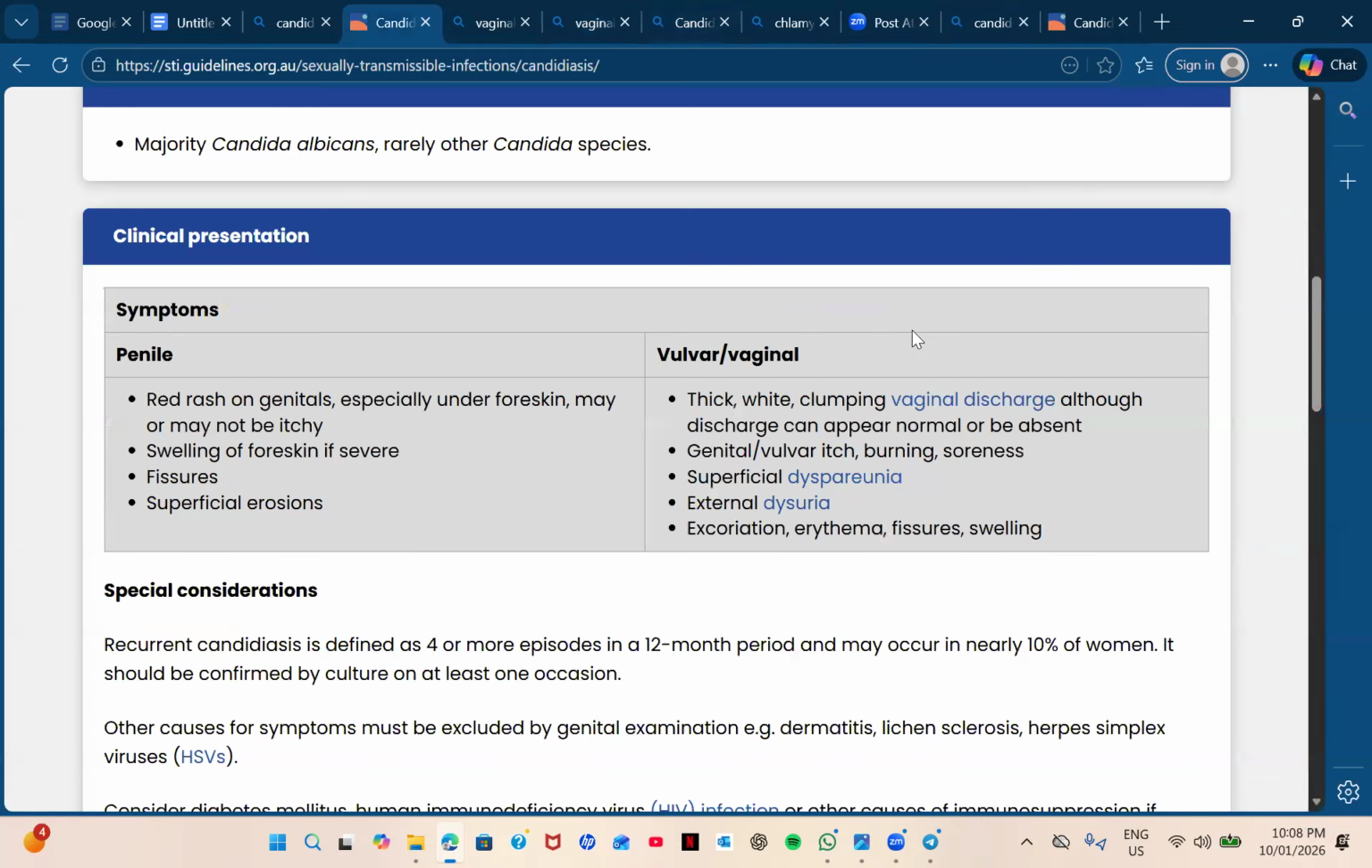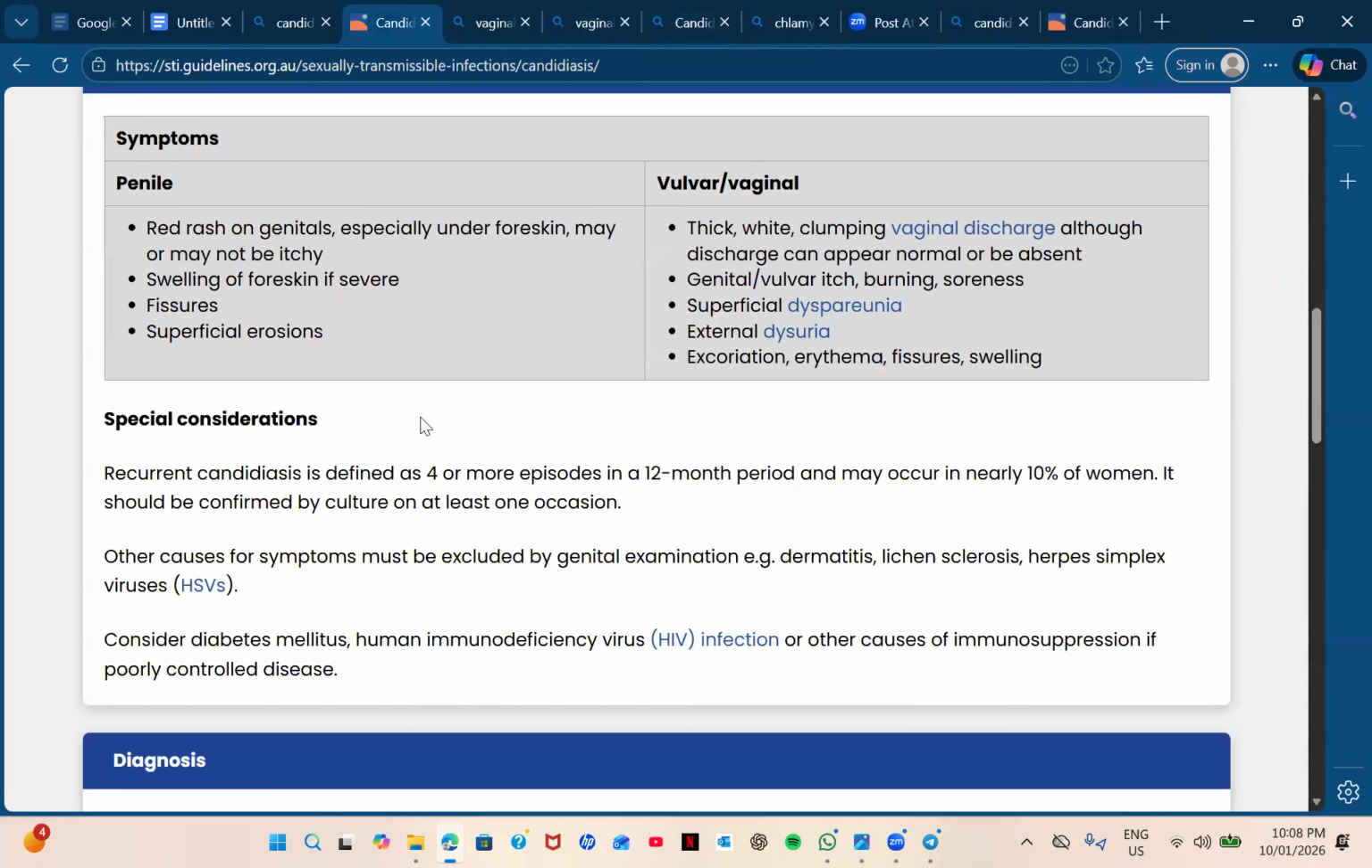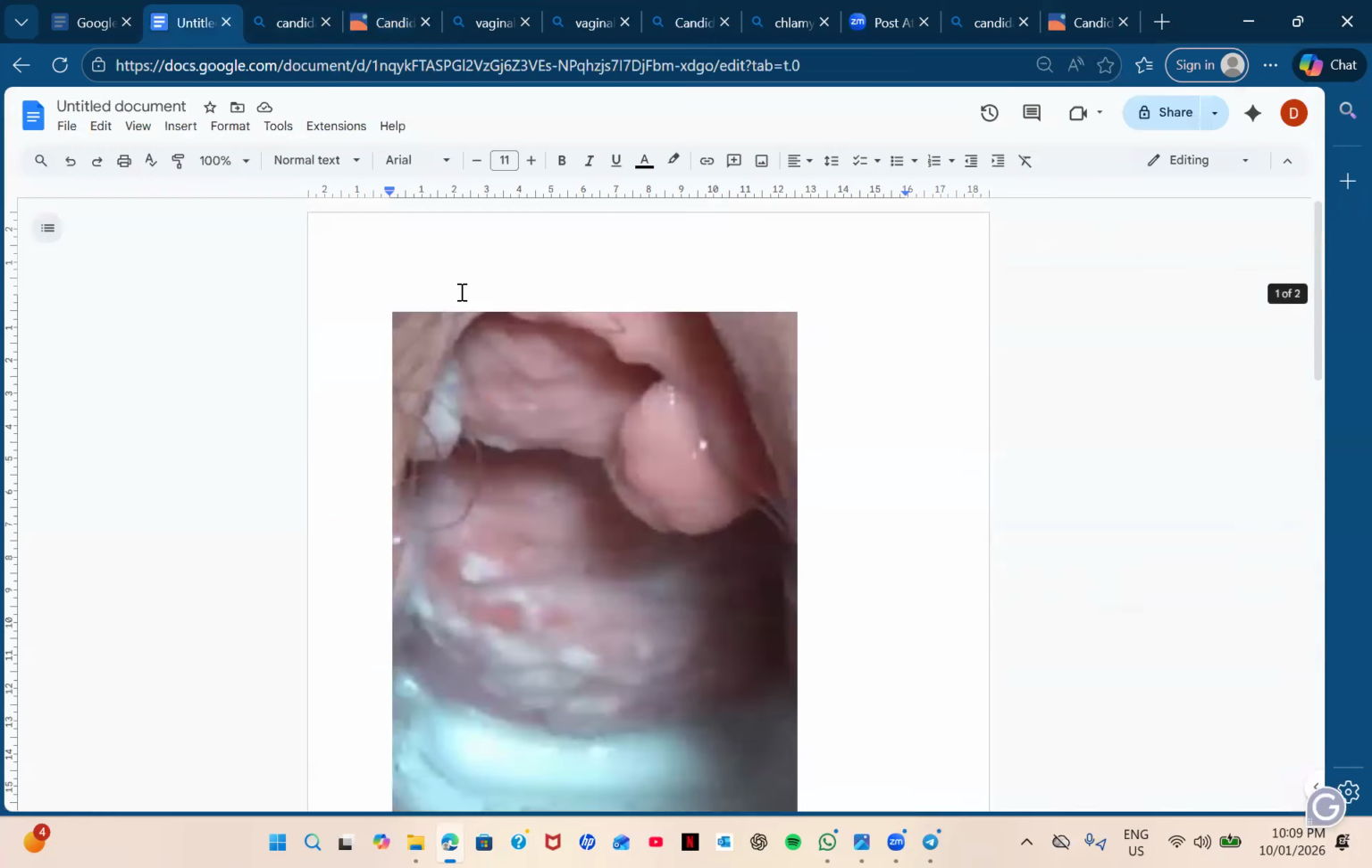The next one is a special consideration. In the November exam, they asked from here. Recurrent candidiasis is defined as 4 or more episodes in a 12-month period and may occur in nearly 10% of women. It should be confirmed by culture on at least one occasion. The November recall was that they gave that picture and a scenario with it.